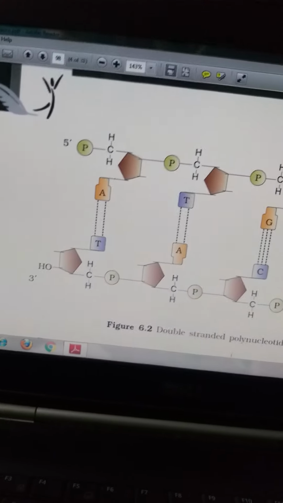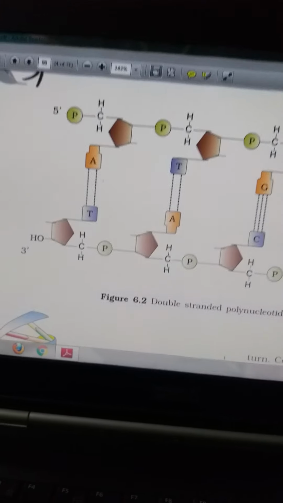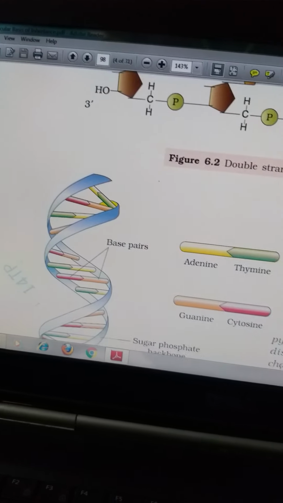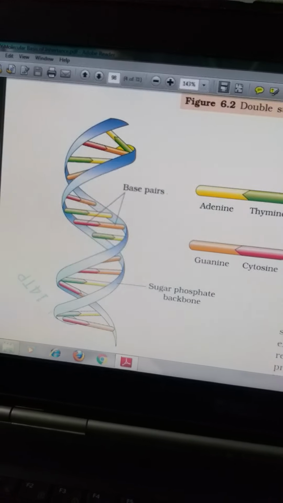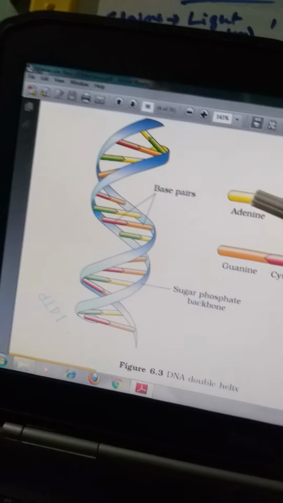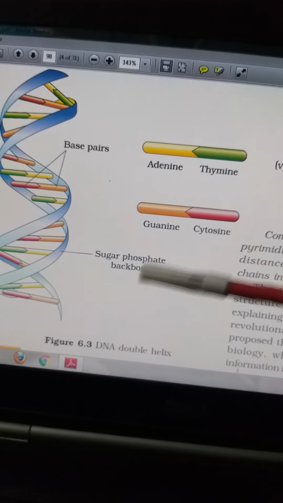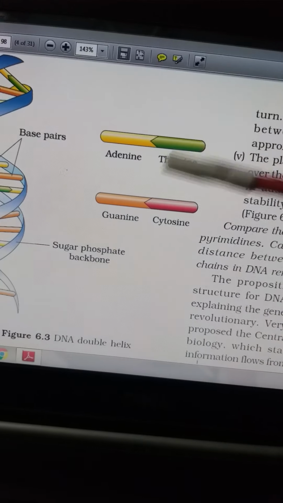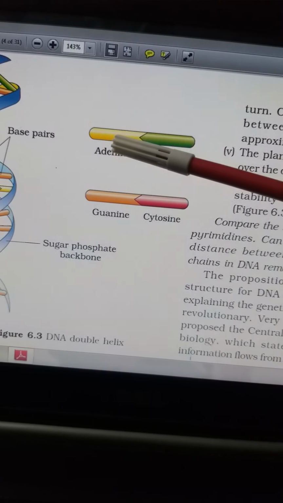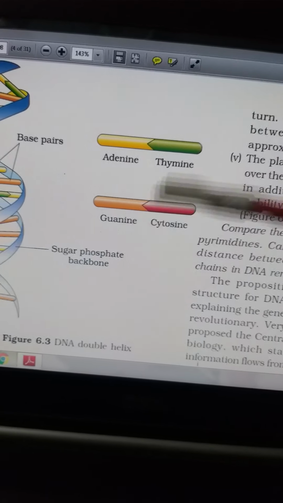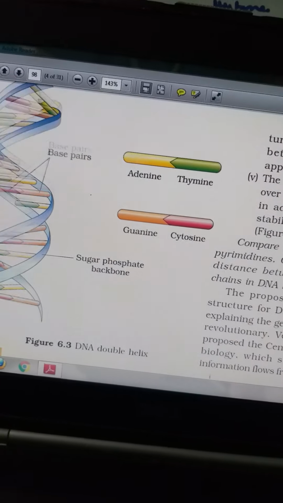So this is the structure of the basic DNA, and in this diagram you can see basically the method by which it is coiled. Adenine is paired with thymine and guanine is paired with cytosine. These are attached by hydrogen bonding. Adenine with thymine has two hydrogen bonds, and guanine with cytosine has three bonds.